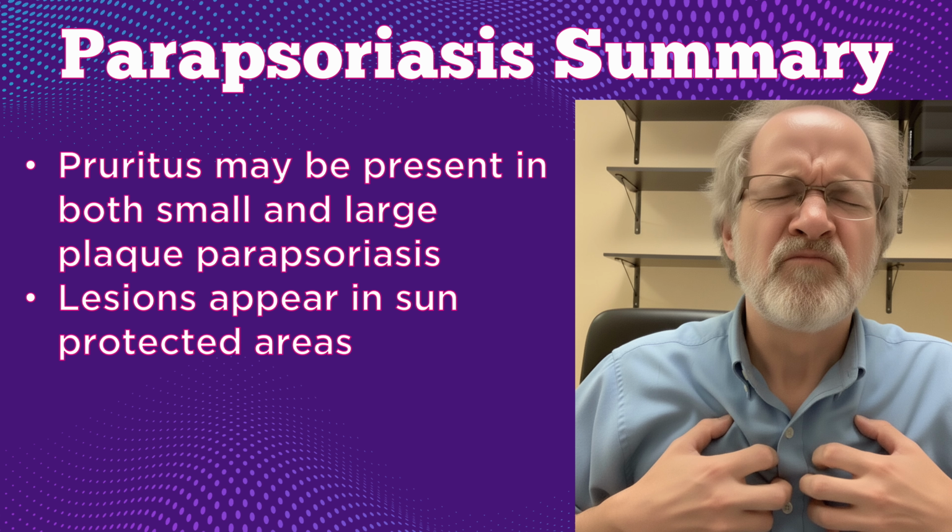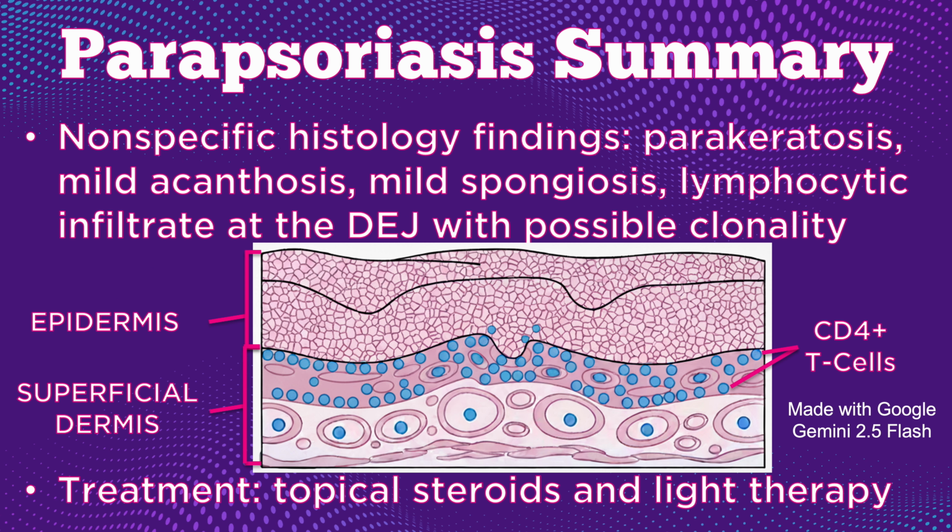Both conditions may have pruritus and tend to show up on sun-protected areas and have nonspecific histology findings that show parakeratosis, mild acanthosis, mild spongiosis, and a lymphocytic infiltrate at the DEJ, which may show clonality. Both small and large plaque parapsoriasis can be treated with topical steroids and light therapy.